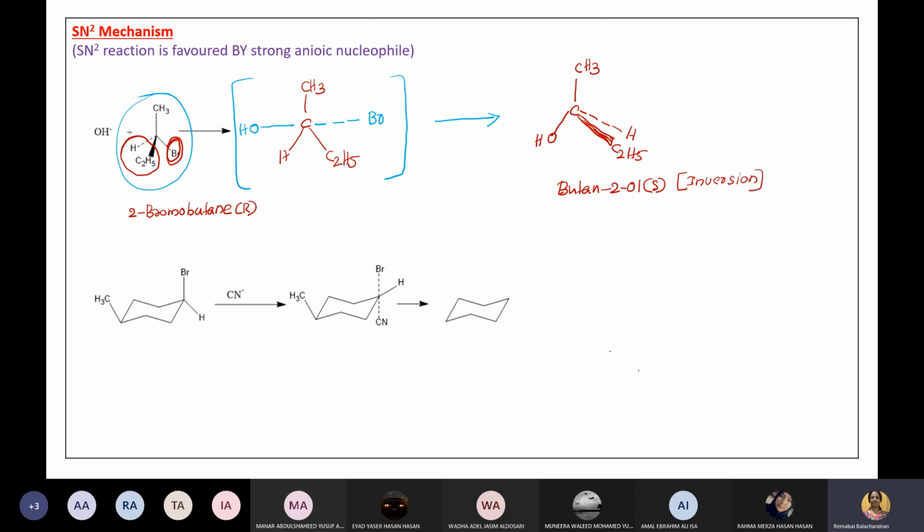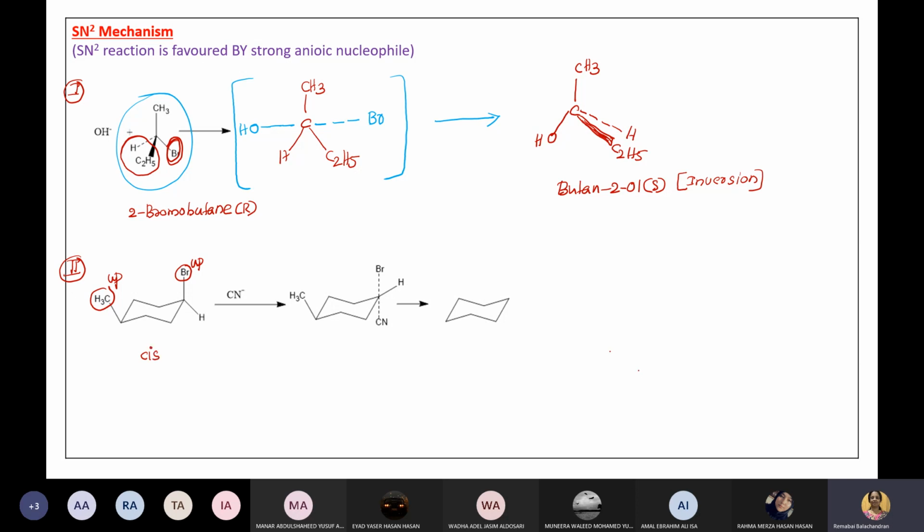Now this is another example. Can you see, this is example number 1, and this is example number 2. Now look at this one. This is cyclohexane. Can you tell me if this is cis isomer or trans isomer? This is cis, because they're both up. So this configuration is cis.